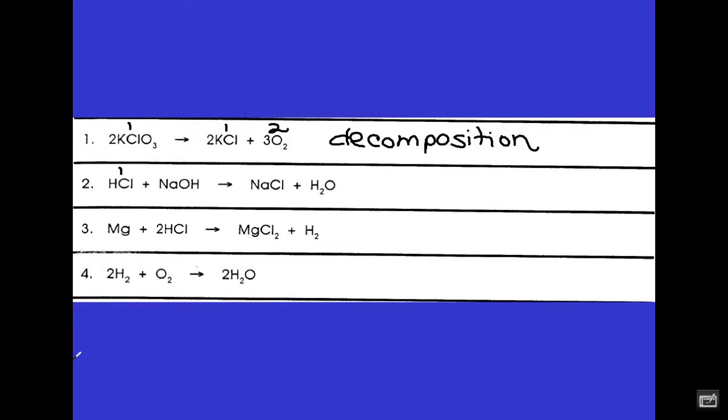This one I have 1, 2 on this side and 1, 2 on that side. That does not fit the profile for either synthesis or decomposition, because I don't have a single 1 on either side. So now I actually have to look. HCl is a compound. NaOH is also a compound. And on the product side, I have a compound and a compound. So I have two compounds on both sides, and that is double replacement. I'm just going to write double here.